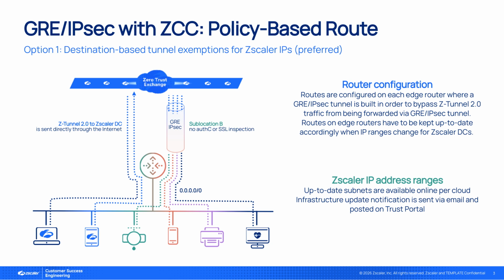Note that the full list of Zscaler IPs is published online on our website within the config.zscaler.com pages. It's recommended that you subscribe to the Trust Portal notifications for your Zscaler cloud to receive updates whenever these change, as routes will need to be configured on each device where a GRE or IPsec tunnel is built, to bypass zTunnel 2 traffic from being forwarded inside said tunnel.